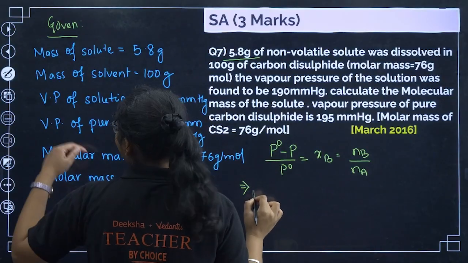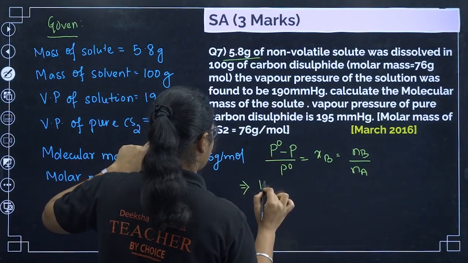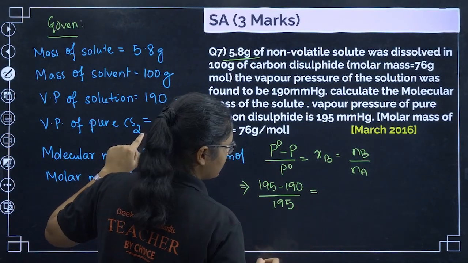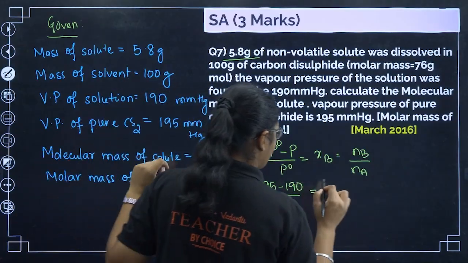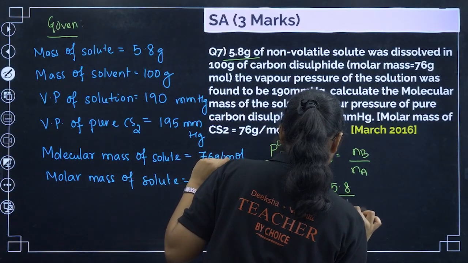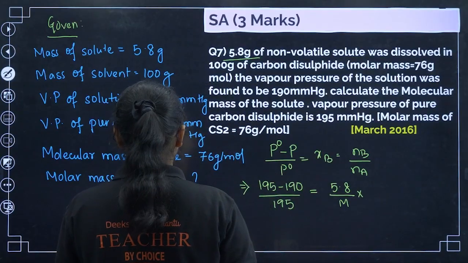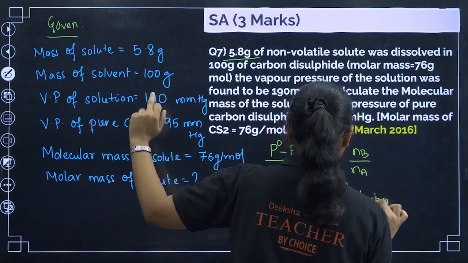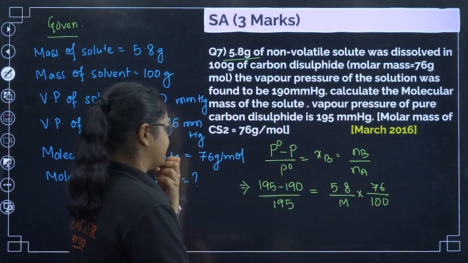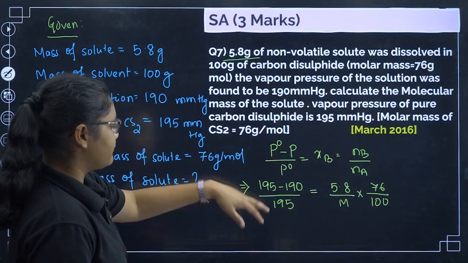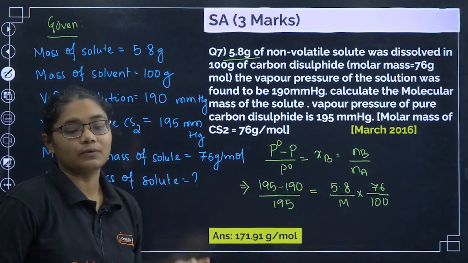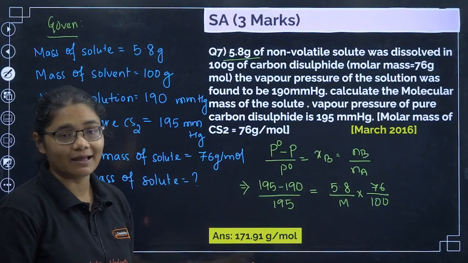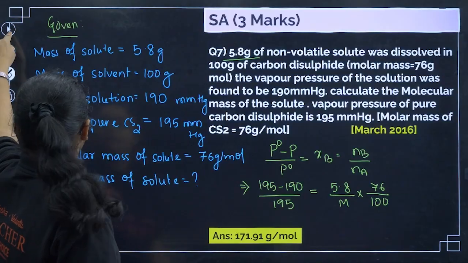So what is the value of P0 here? P0 is 195, so 195 minus 190 by 195 is equal to number of moles of B, 5.8 by molar mass, divided by NA, that is the moles of solvent, 100 grams divided by the molecular mass, which is 76 gram per mole. Now if I solve this and find the value of M, that will give me 171.91 gram per mole. Please check the calculation and let me know in the comment section if you have any problem in any question. Okay, moving to the 8th question.